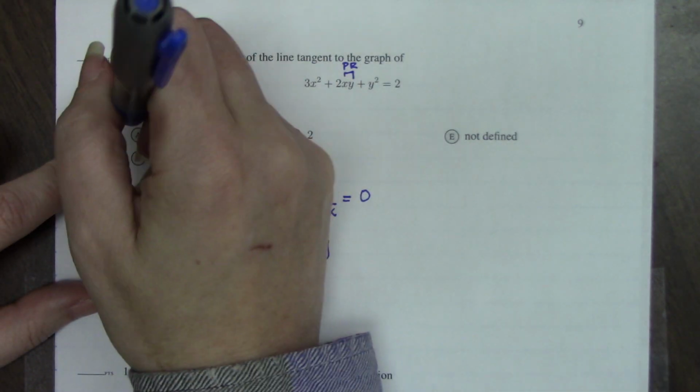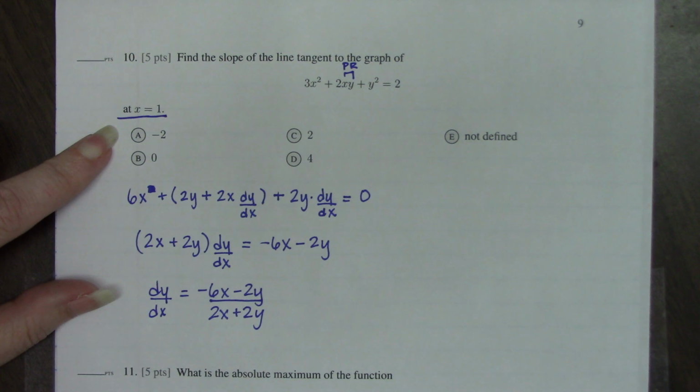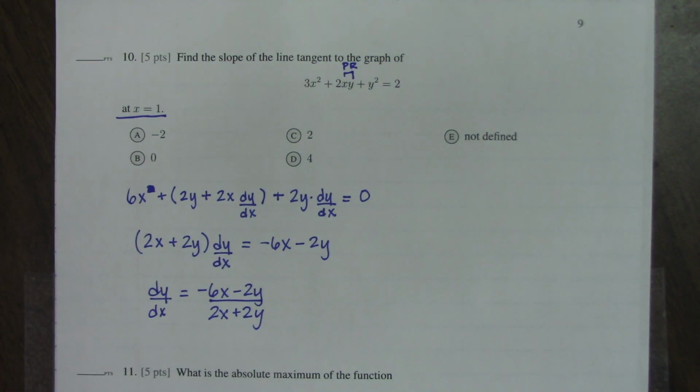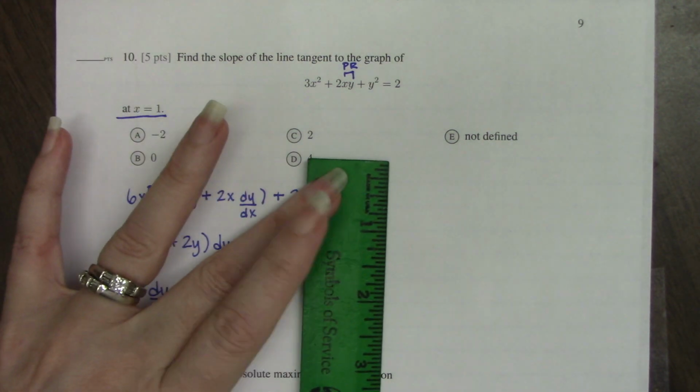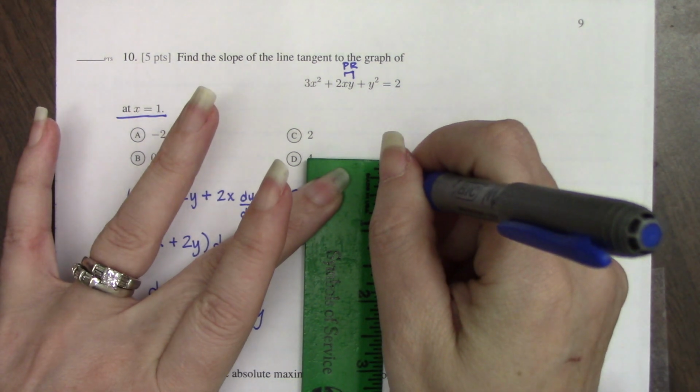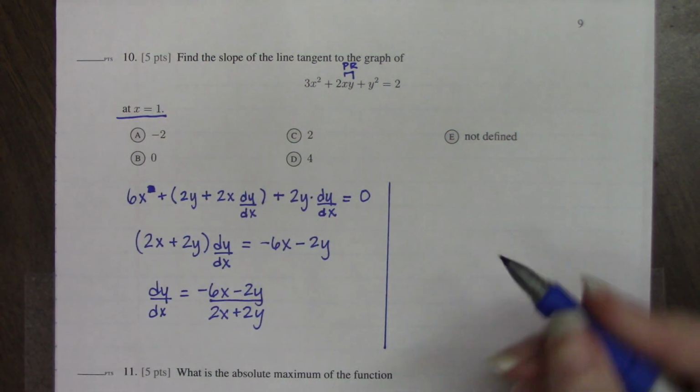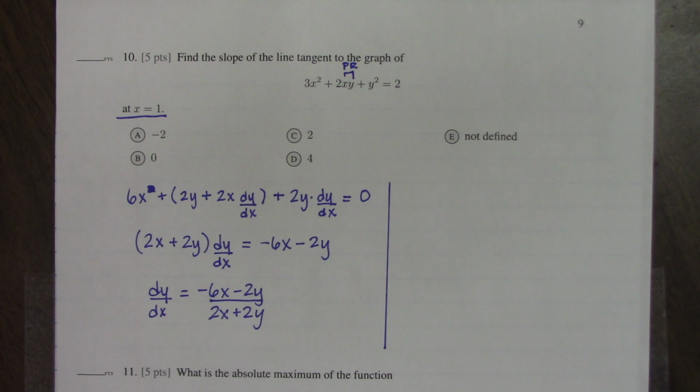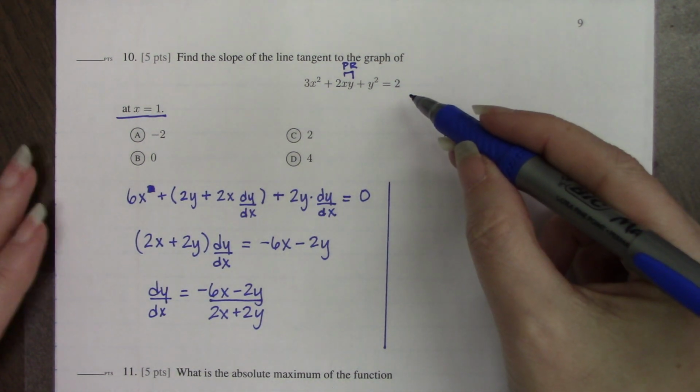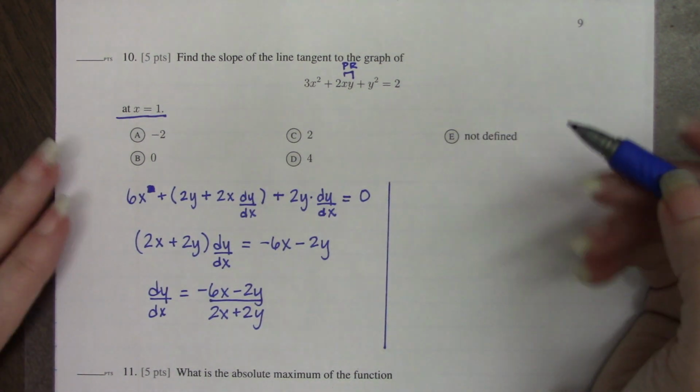Now we were told here to evaluate this at x equals 1. But if we look at our derivative, we actually have x's and y's in our derivative. So I'm missing some information. To find the other half of this point, I'm going to go to the original equation and plug in 1 and see what y equals.